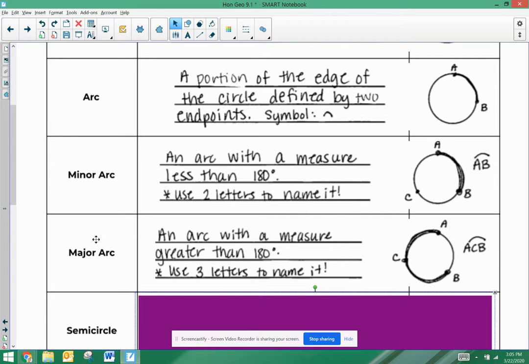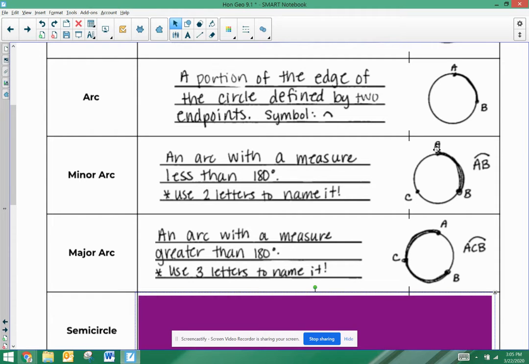And then specifically, we have minor and major arcs. So a minor arc is an arc with a measure less than 180 degrees. So that's less than half the circle. And we use two letters to name that. And then a major arc is an arc with a measure greater than 180 degrees. So greater than half the circle. And we use three letters to name them.